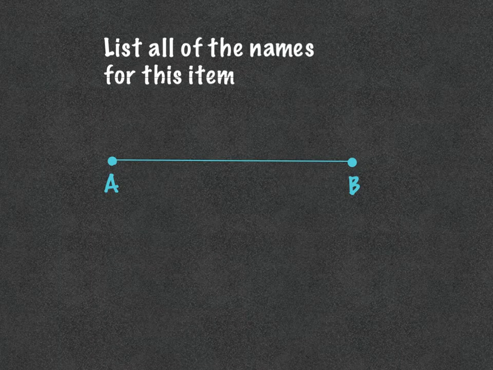So sometimes you'll see an item and it'll ask you to list all the names for this. So this is what type of an item? If you said line segment, you are right. So this is a line segment. So we would list this line segment as line segment AB, and remember our little mini line segment above, and also line segment BA, just like we did before. So that's our line segment.